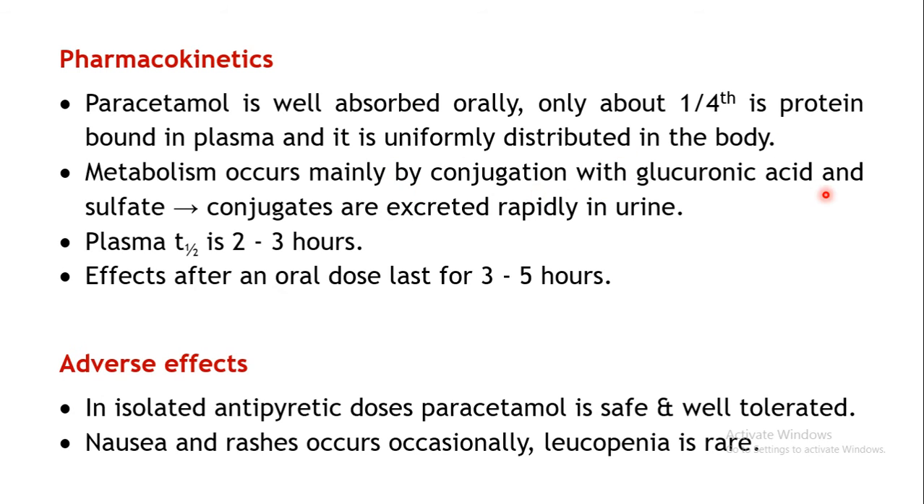The phase 2 reactions, glucuronide conjugation with glucuronic acid and sulfate conjugation, are the important metabolic pathways for paracetamol. These conjugates are later excreted rapidly in the urine, and the half-life of the drug is just 2 to 3 hours. So it is quite a short-acting drug. Whenever paracetamol is administered, it is supposed to be repeated. Generally thrice daily dosing may be required with paracetamol.